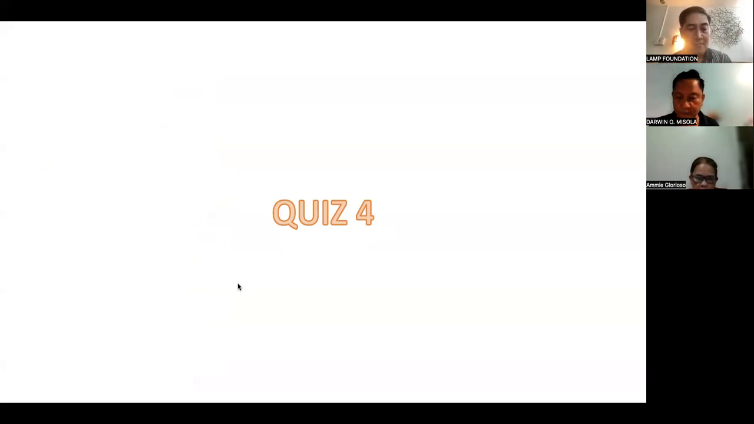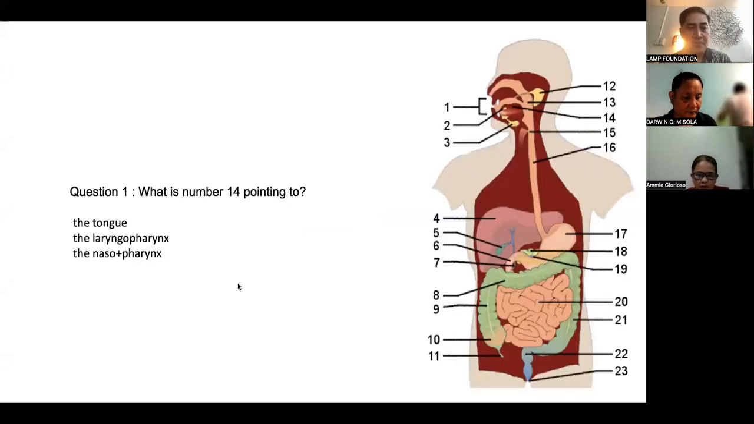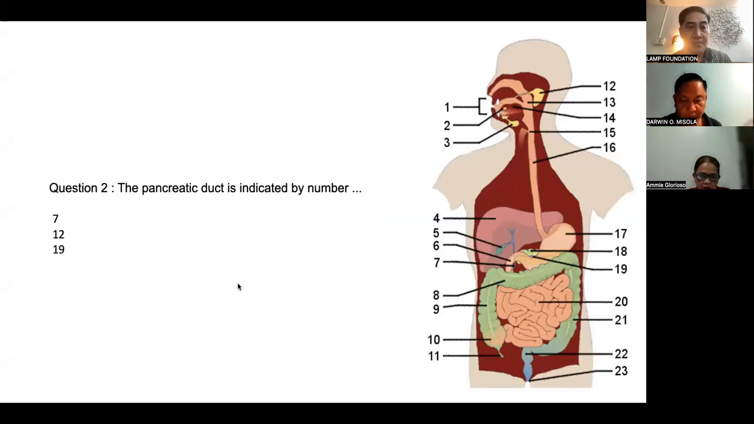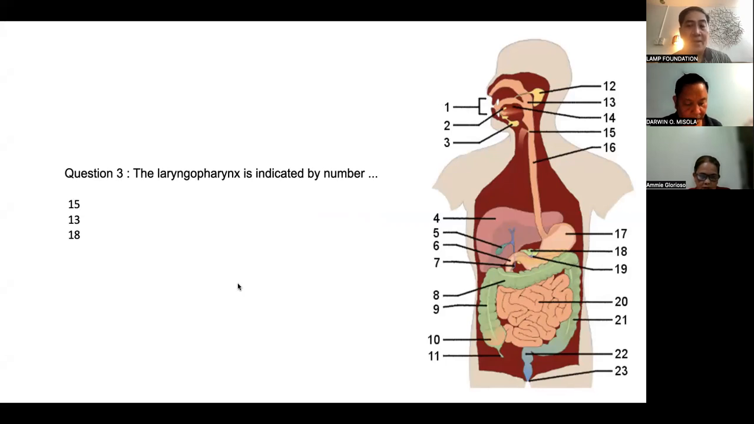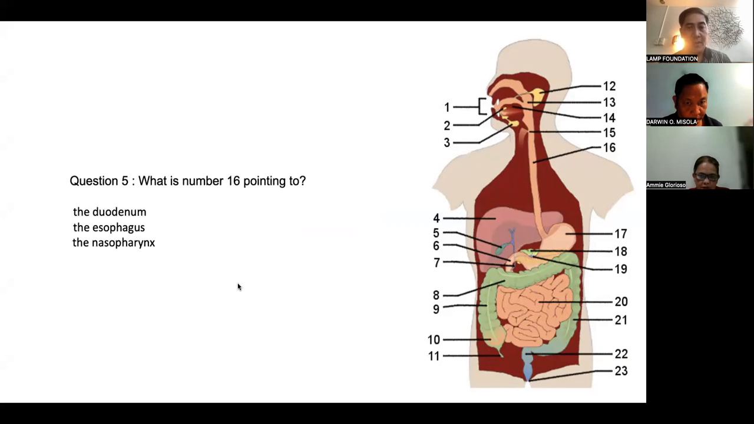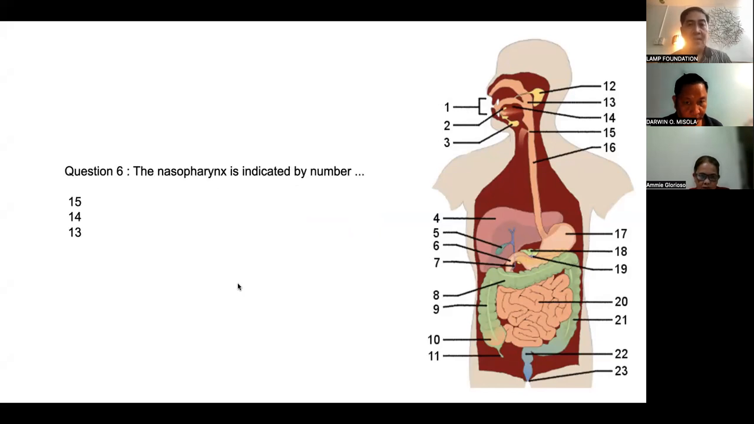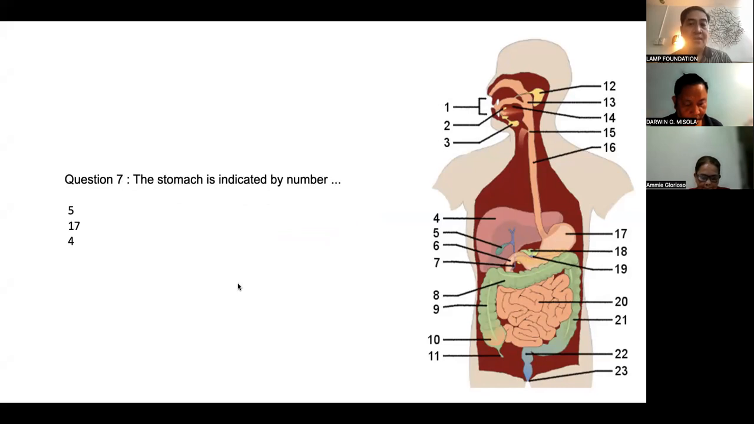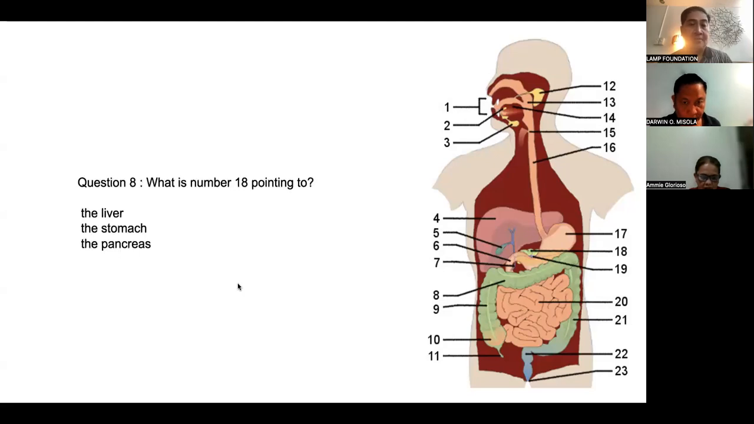Ma'am Ami, good evening. Good evening, Doc. Good evening, classmate. What is number 14 pointing to? Tongue. The pancreatic duct is indicated by number 19. The laryngopharynx is indicated by number 15. The anus is indicated by number 23. What is number 16 pointing to? Esophagus. The nasopharynx is indicated by number 13. The stomach is indicated by number 17.